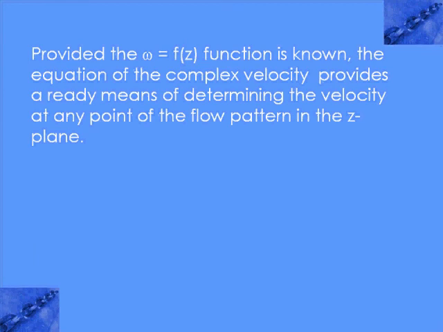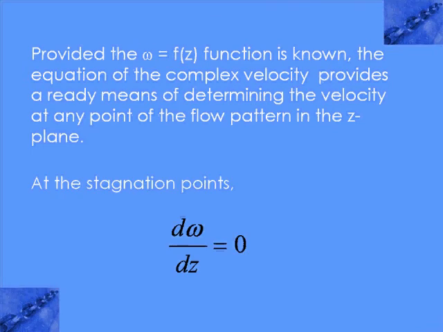Now, provided that the function omega of z is known, the equation of the complex velocity provides a ready means of determining the velocity at any point on the flow pattern in the z plane, and also we can determine the stagnation points in the flow by equating this derivative with respect to z to 0.